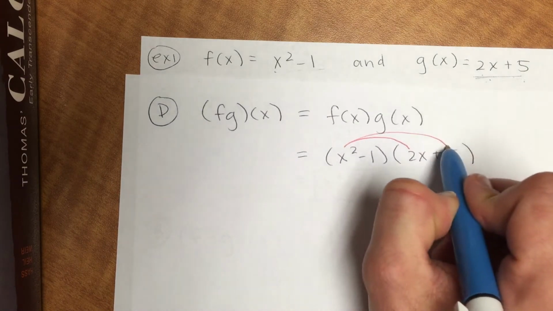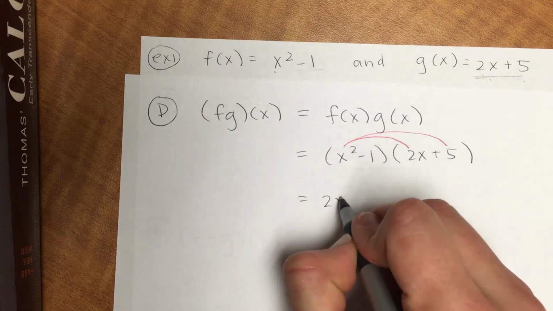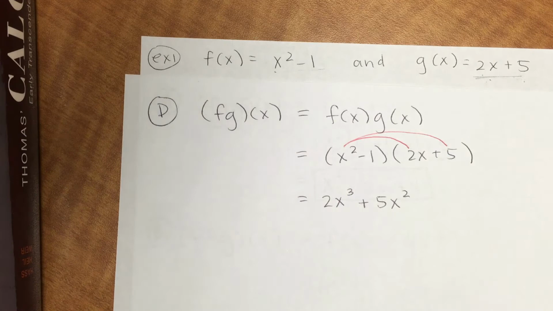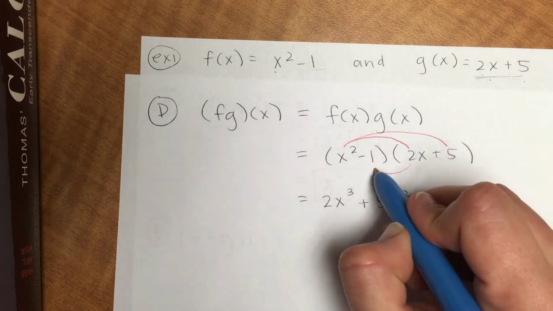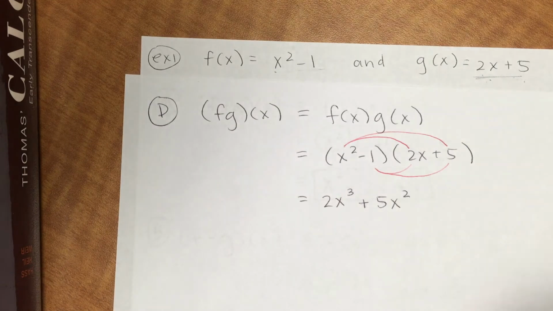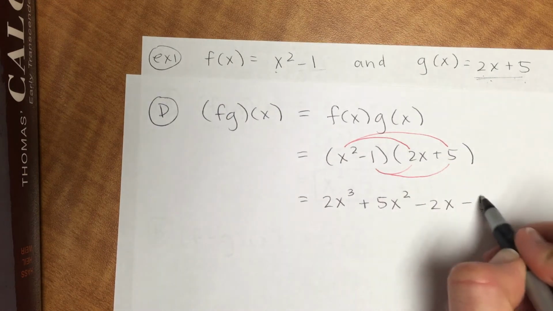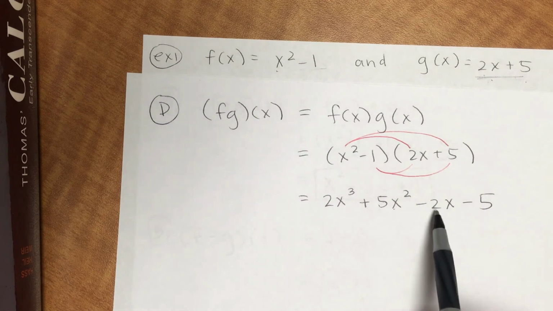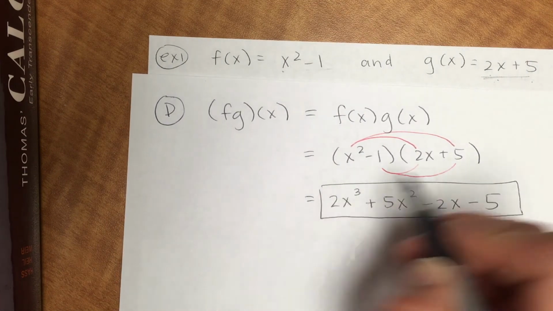So distribute your x squared to both pieces. X squared times 2x is 2x cubed. X squared times 5 is 5x squared. And distribute your negative 1. So negative 1 times 2x is negative 2x. Negative 1 times 5 is negative 5. If you have like terms, usually these middle two terms are like, and you can add them together, but since they have different exponents, that's all you can do.